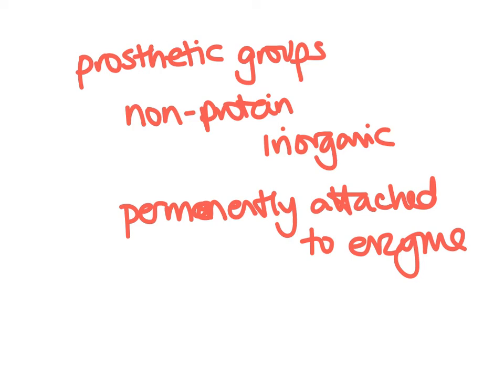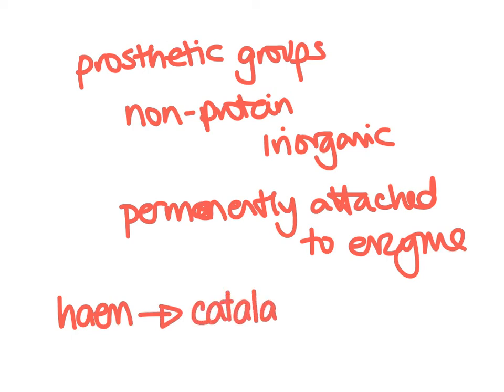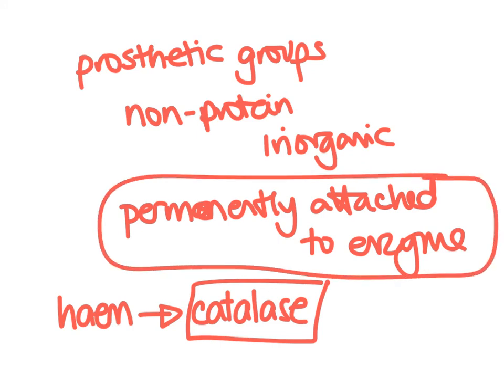So we said that the iron, or heme group, is part of the enzyme catalase, and it's always there. If it's not attached to it, the enzyme will not work. It's permanently attached to it. Prosthetic groups are non-protein and inorganic, and are always attached to the enzyme.